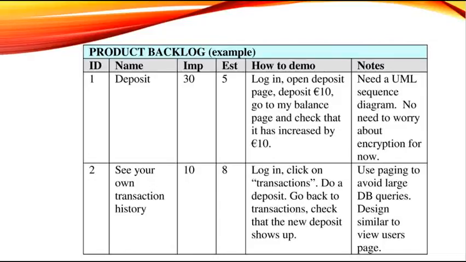Now we can see an example of the product backlog, and I'll tell you what each column is for. ID, a unique identification, just an auto-incremental number. This is to avoid losing track of stories when we rename them. Name, a short descriptive name of the story. For example, see your own transaction history.